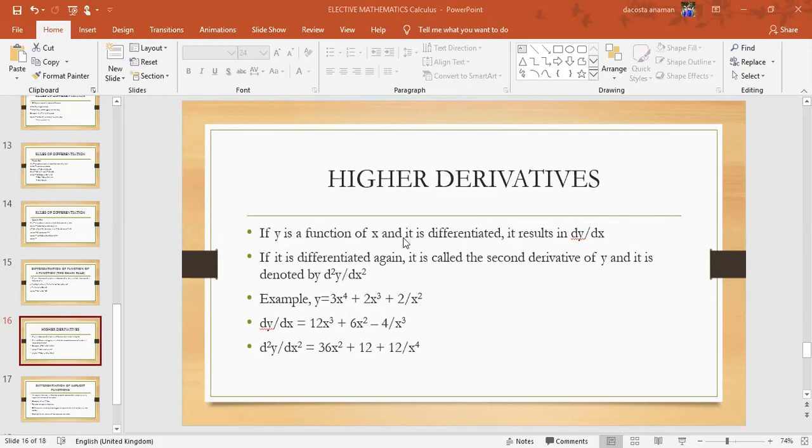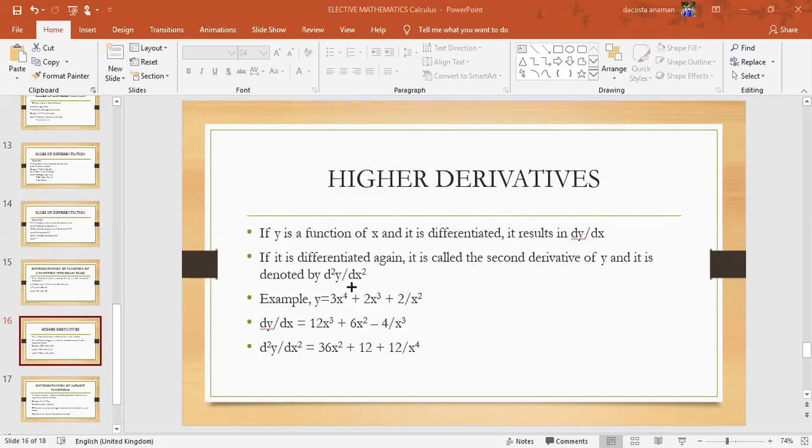So if y is a function of x and it is differentiated, it results in what? dy/dx. Now, if this dy/dx is differentiated again, it will be called the second derivative of y, and it is denoted by d²y over dx squared. That's how it is pronounced. Is that okay? Most people will say d squared y over dx squared. No. It is d two y over dx squared. That's how it is pronounced.